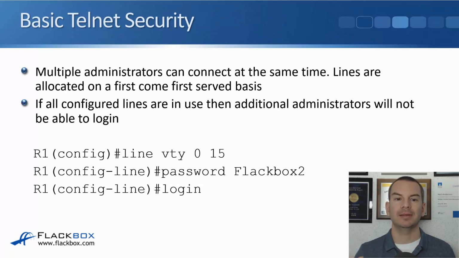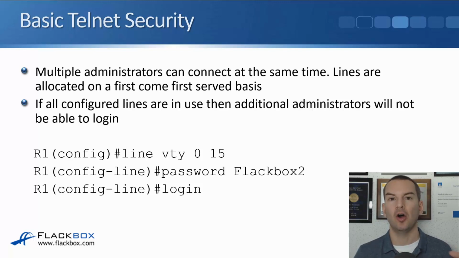Okay, so basic Telnet security. With our console line, as you saw earlier, only one person can connect over that at a time, but for Telnet and SSH, you can have multiple administrators working on the device at the same time. But there's a limited number of lines available depending on the device. Usually it's 16. Those lines are allocated on a first-come, first-served basis. So if all 16 lines are already in use and then another administrator tries to Telnet onto the box, they're going to be rejected. So our configuration here is line vty 0 15.